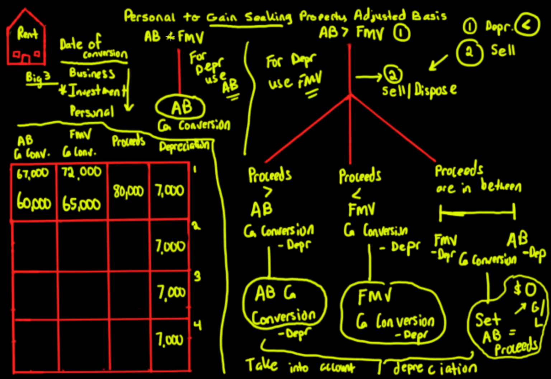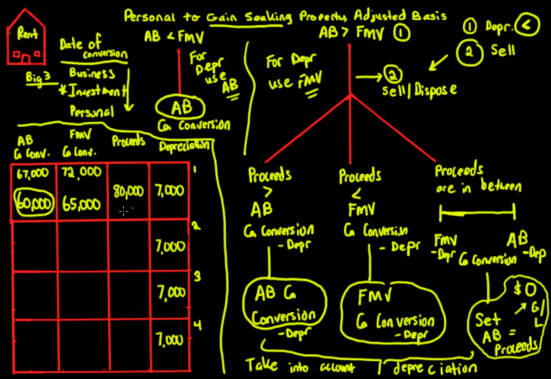Okay, so let's go through our tests. So again, the general rule is you pick the lesser of the 2 numbers, which here would be the $60,000. Let's see if it works up here. So we're up here at the first place. Is our adjusted basis less than fair market value? Yes, $60,000 is less than $65,000. So guess what? When we calculate our gain or loss, for the proceeds, the amount realized of $80,000, we're going to use a $60,000 number.